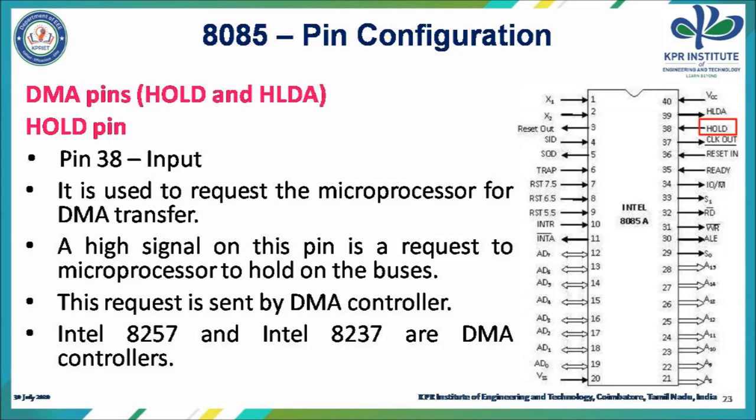For this direct memory access, two pins are used, hold and hold acknowledge. The hold pin is used by the external device to request the microprocessor for DMA transfer. A high signal on this pin indicates to the processor that there is an I/O device which requests DMA transfer. A few DMA controllers are 8257 and 8237.